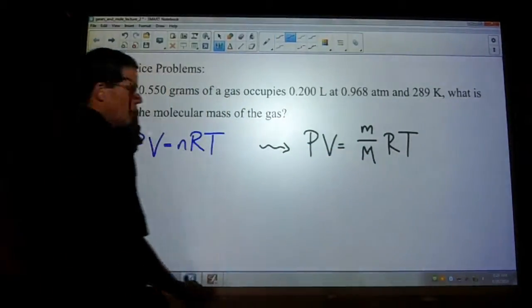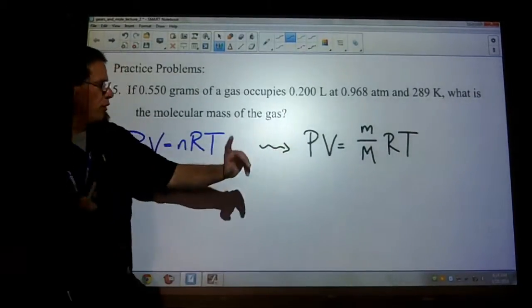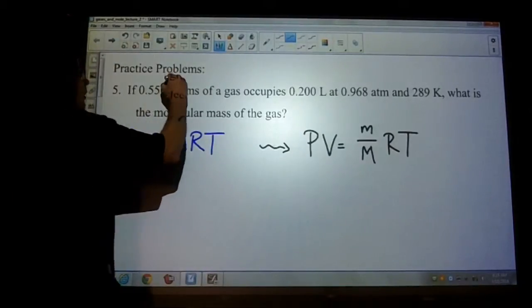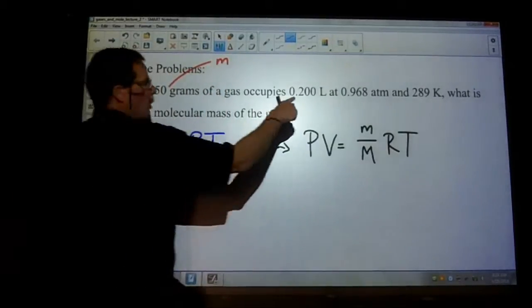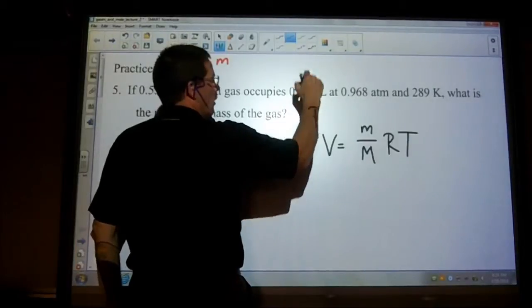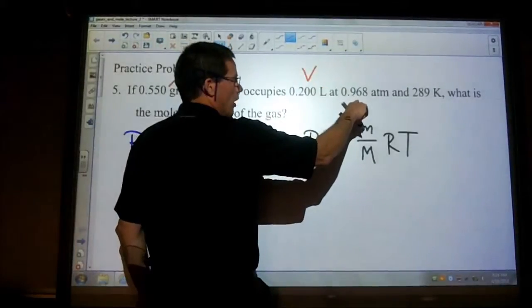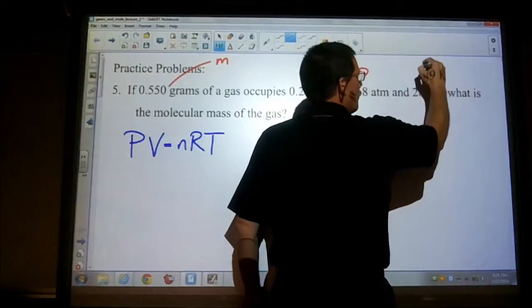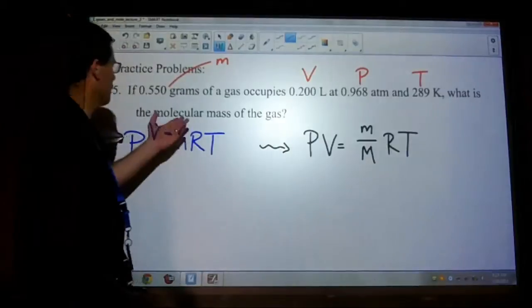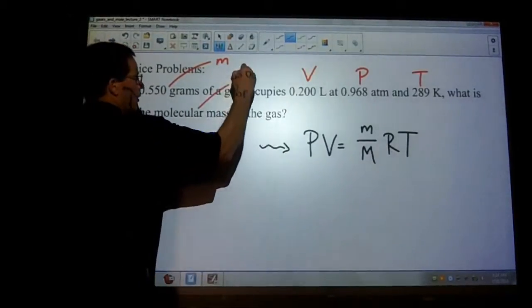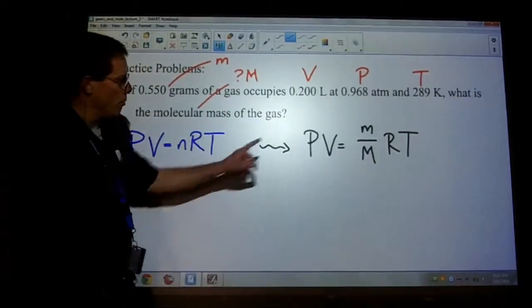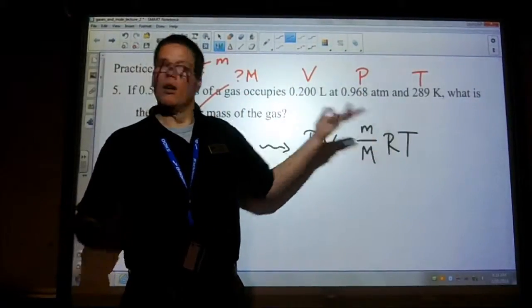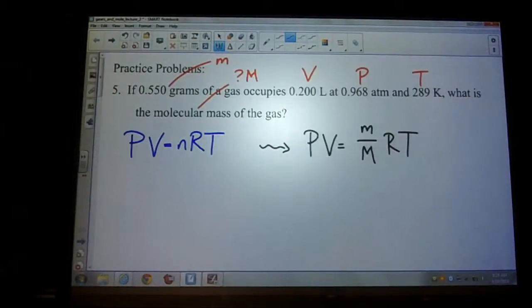So if we are looking for the molecular mass, let me ask you a few questions. Do we know the P? Actually, let's go ahead and label these. So this is little m. What does the 0.2 represent here? The volume. What does the 0.968 atmospheres represent? Pressure. What is the 289 Kelvin? Temperature. And then it wants to know what is the molecular mass. So there it is, your question mark big M. So we know the pressure, we know the volume, we know the mass, we know the temperature, and of course the R will identify which one we want to use there.